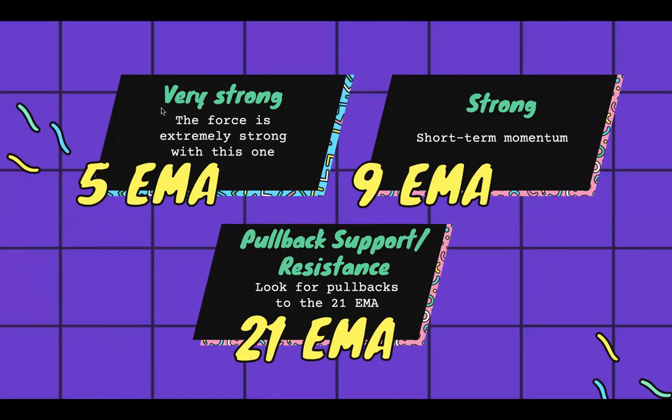When we talk about the 5 EMA, that means a stock is very strong. The force is extremely strong with the stock if it's respecting the 5-period moving average. The 9 EMA is very strong as well. This is short-term momentum, so that's going to show us that in the short term, in the now, price is trending pretty strongly. 5, it's trending hard. 9, it's still trending pretty hard, but not as hard as the 5. And then your 21 EMA is going to be your pullback support and resistance. It's a middle ground between the 9 and the 50. So short-term momentum is still intact, but it's also a middle ground between the medium and the short term.